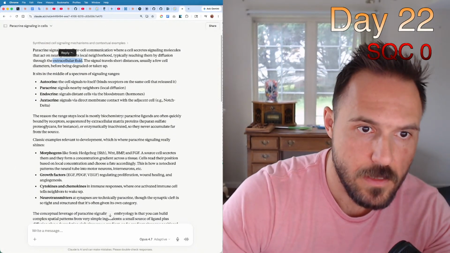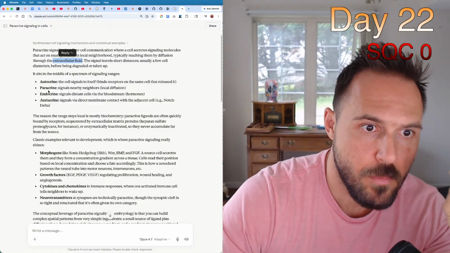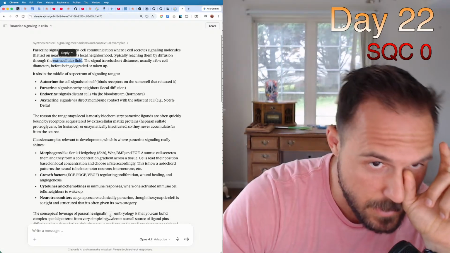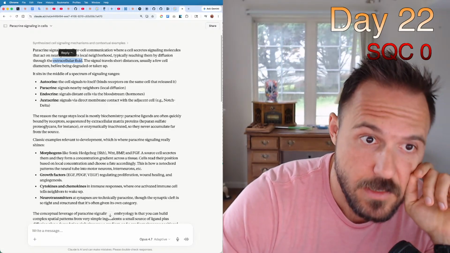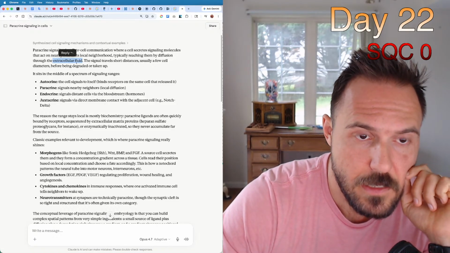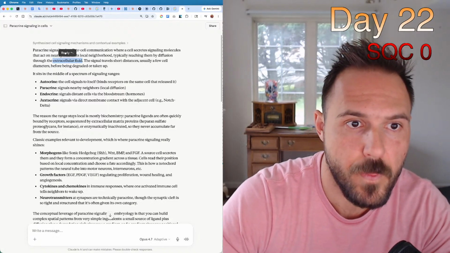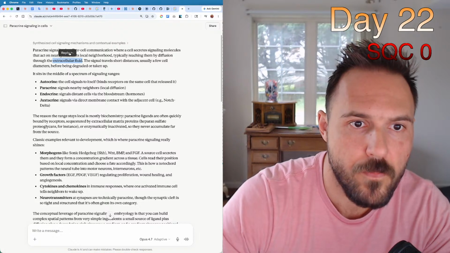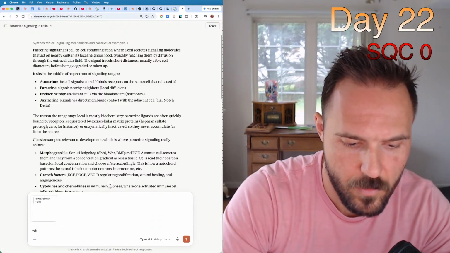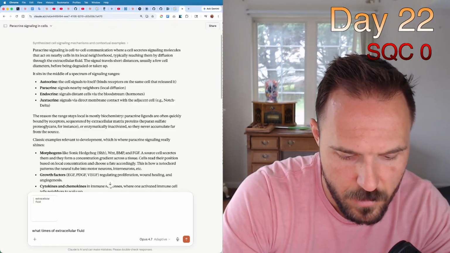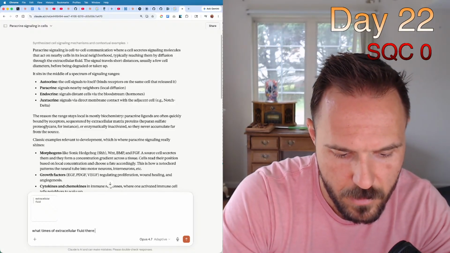Autocrine is when cells signal to itself. Paracrine signals nearby neighbors within a few diameters of the cells, through the extracellular fluid. What types of signaling are there?